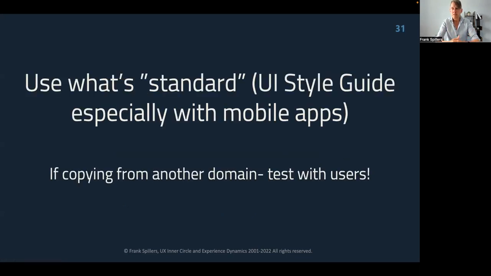Also, the other thing to do to calm your wild UIs, your novel UIs, is use what's standard. So UI style guides is what I'm talking about, especially, for example, with mobile apps in particular, because you don't really want to get inventive, as I pointed out earlier. Also, if you're copying from another company, and when I say another company, I'm talking about Apple or Google, or whoever's in your industry, you see them doing it so that you want to do it too.